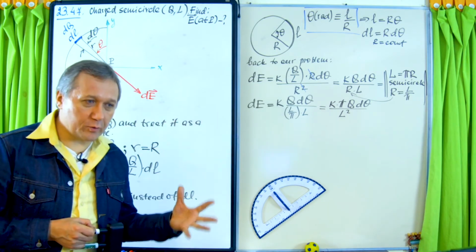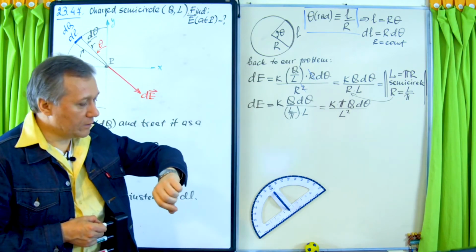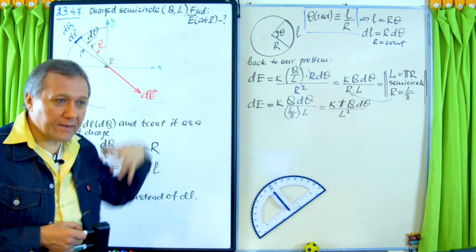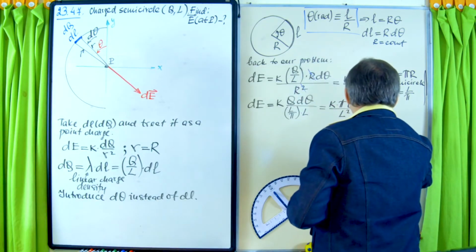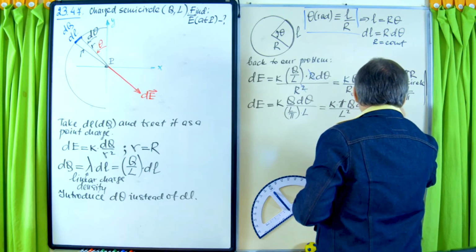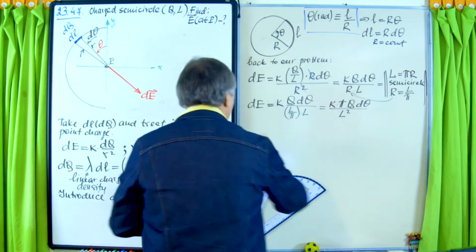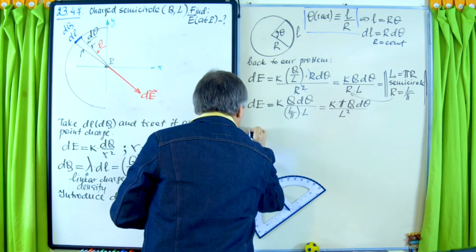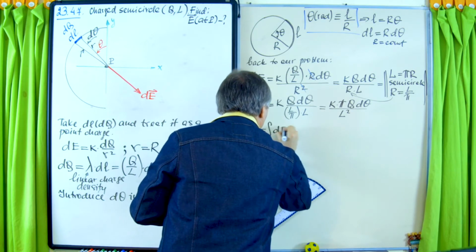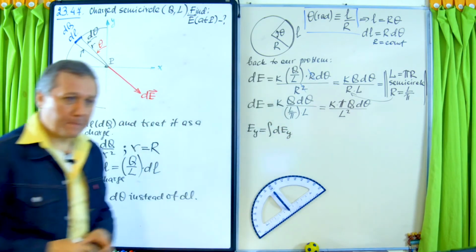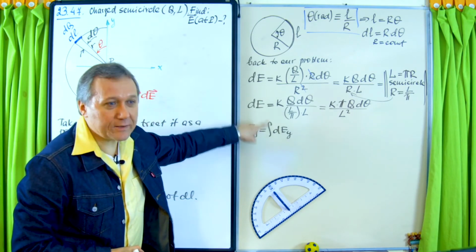According to the calculus, what you're supposed to do at this point is find the x component or the y component, and then integrate them all. So at this point you need to find E. Electric field will be the integral of dEy, so we'll have to find the y component of the electric field and then integrate.